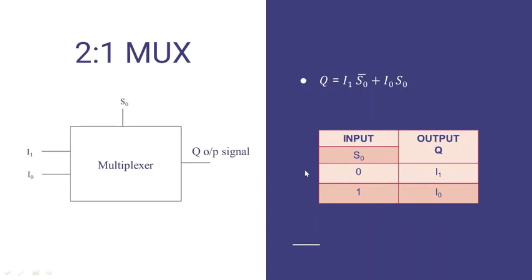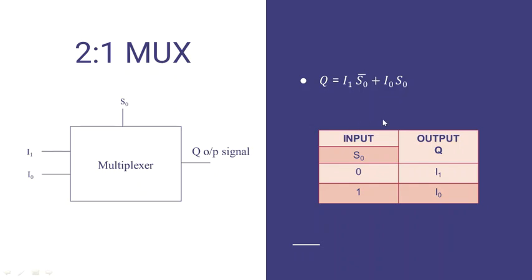On the right side, we have the truth table of the 2:1 multiplexer. For different combinations of the select line, 0 and 1, we have the output here. So this is the Boolean equation of this 2:1 multiplexer. We can write this from the truth table. The output is I1 when S0 is 0, that is I1 S0 bar, plus I0 when S0 is 1, that is I0 S0. This is how we write the Boolean equation of any multiplexer from the truth table.